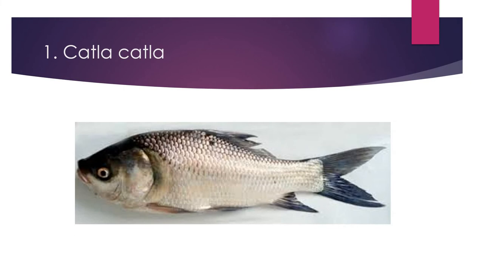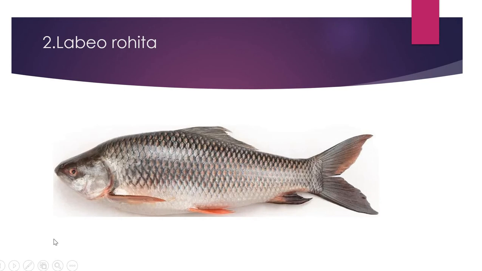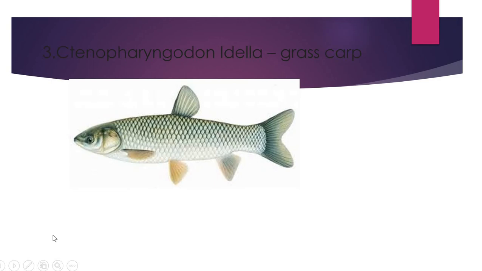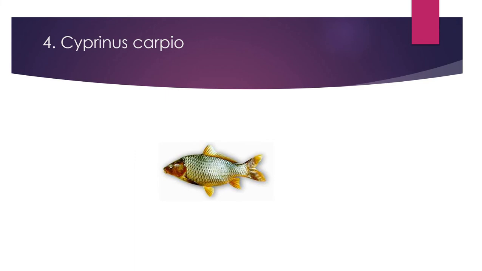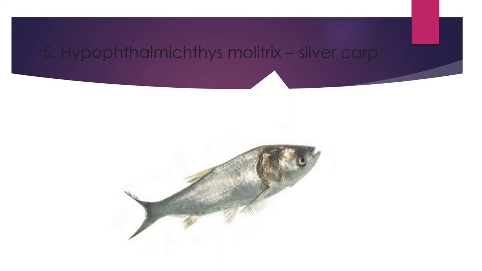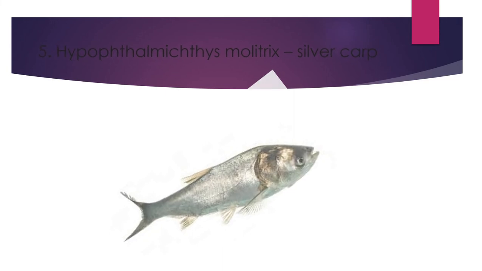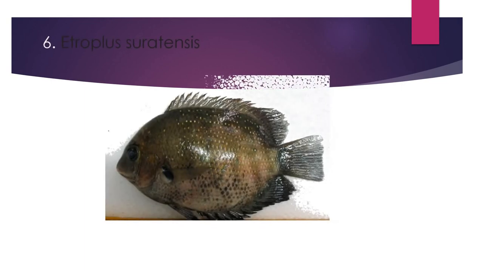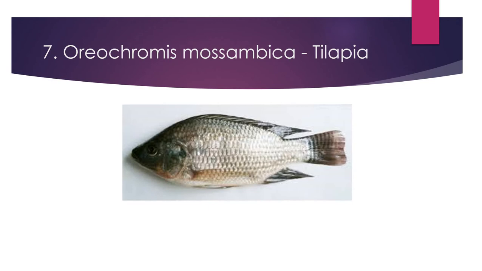The following are the various fishes you have to learn. First one is Katla, Labeo rohita, Ctenopharyngodon idella, grass carp, Cyprinus carpio, Hypophthalmichthys molitrix, silver carp, Etroplus suratensis, pearl spot, Oreochromis mossambicus, tilapia.